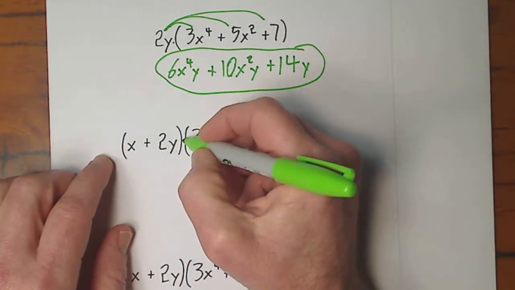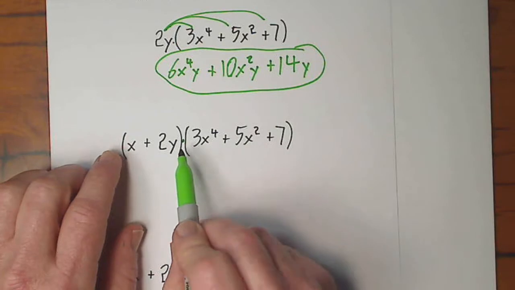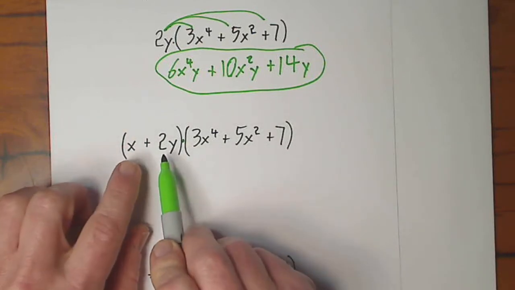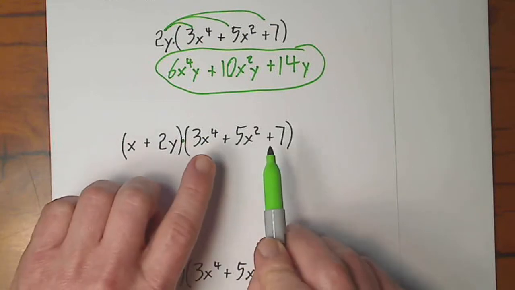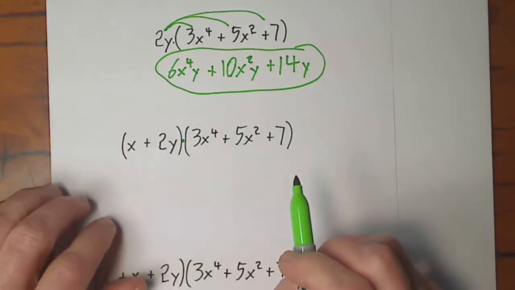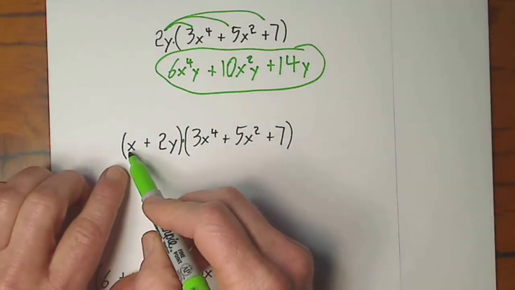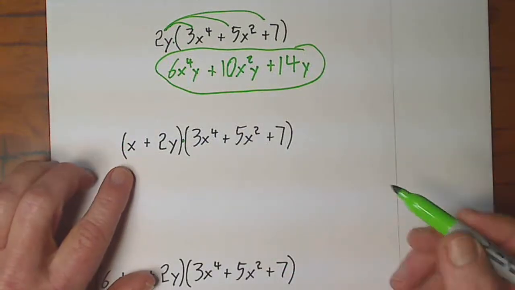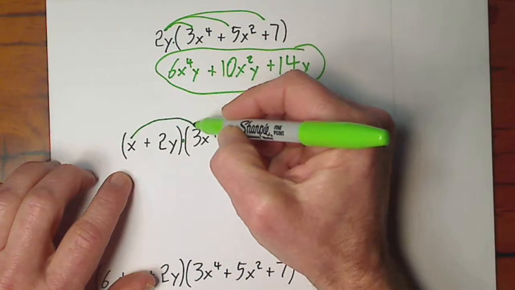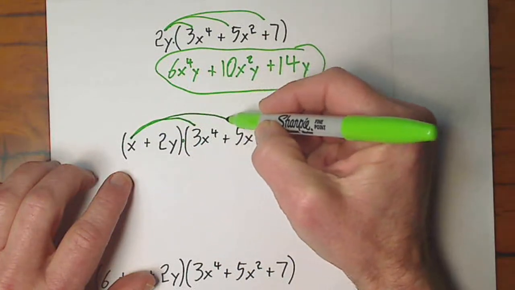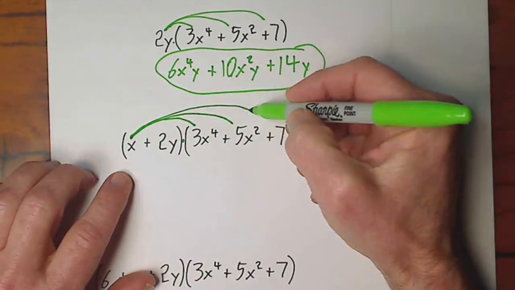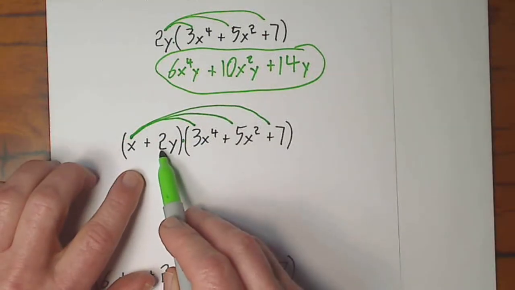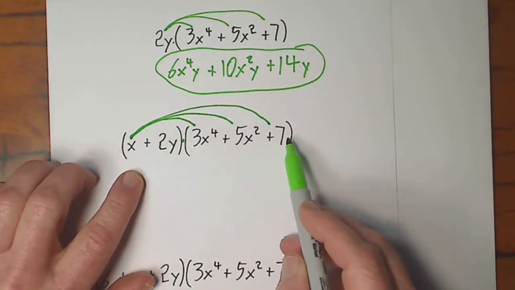This is the meaning of math, or the math shorthand. If you have parentheses next to parentheses, each term in here has to multiply each term in here. So I usually start off with my first term to do this in an orderly manner. This x is going to have to multiply 3x to the fourth, 5x squared, as well as 7. And then I'm going to come back and make sure that this 2y multiplies each term.